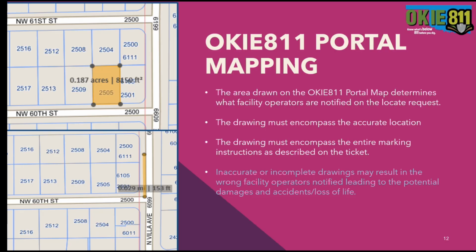If it falls within the property boundaries, you're doing the front yard, backyard, then this is sufficient. But if you are going outside the property boundaries, then that area also needs to be covered on the map. So encompass the accurate location and encompass the entire marking instructions as they're described on the ticket. And again, inaccurate or incomplete drawings can result in the wrong facility operators being notified, which can lead to potential damages to those underground facilities and accidents or loss of life. A majority of OK 811 members register their service areas by GPS points, so even a small discrepancy in that drawing on the map can affect who is notified. So just keep that in mind.